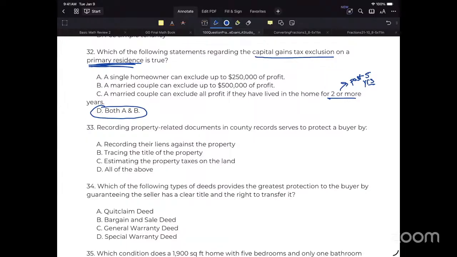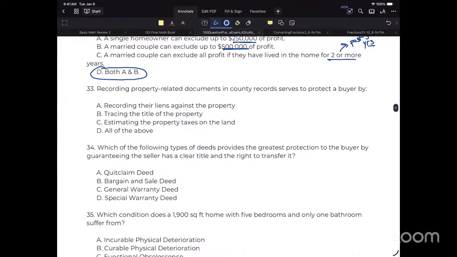If you're single, you can exclude the first 250,000. And if you're married and filed jointly, it's 500,000. We are not tax professionals, so we should not be giving tax advice. However, you do want to know a little bit about it. Oh, look, there are some benefits to buying a house. We love that. So, yay.